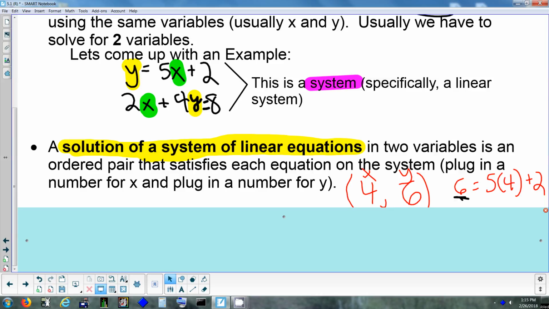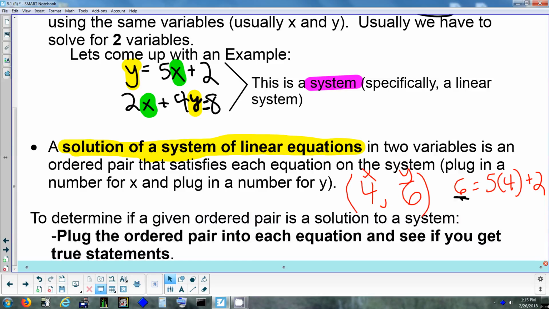All right? And we have to check to see. And like we just talked about, to determine if a given ordered pair is a solution to the system, plug the ordered pair into each equation and see if you get true statements. So what you get on each side should equal one another. If you plug in and one side's 20, when you do the math on the other side, it should be 20. If it doesn't match up, then it's not a solution.